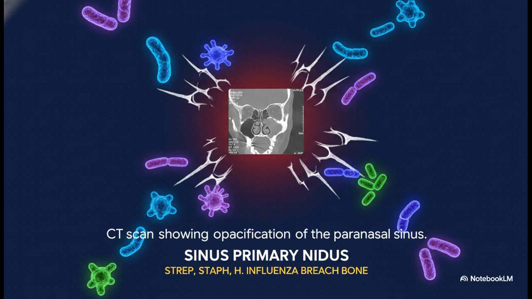Now, this scan brilliantly illustrates the primary mechanism of orbital cellulitis. Just look at the complete opacification of the paranasal sinus here. Orbital cellulitis overwhelmingly arises from the direct contiguous spread of bacterial sinusitis. Pathogens, most notably Streptococcus, Staph aureus, and Haemophilus influenzae, essentially just breach the thin bone separating the ethmoid or maxillary sinuses from the orbital cavity. So the sinus itself acts as the primary nidus for this severe invasion.